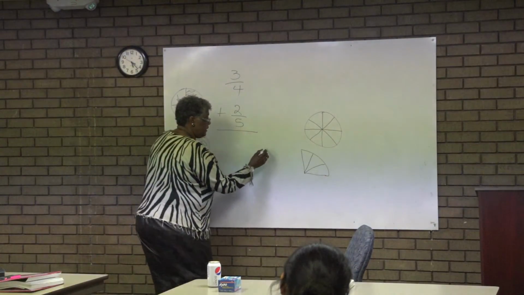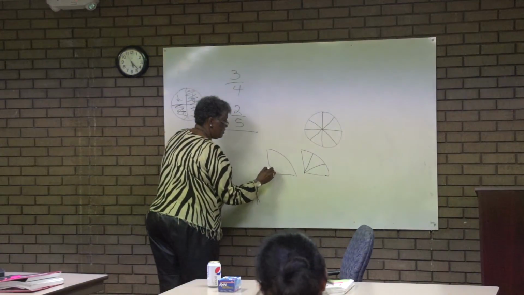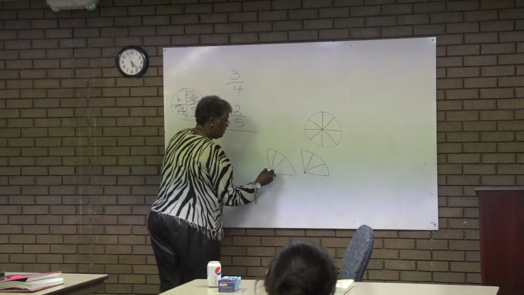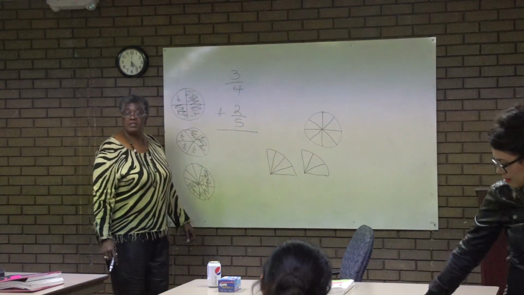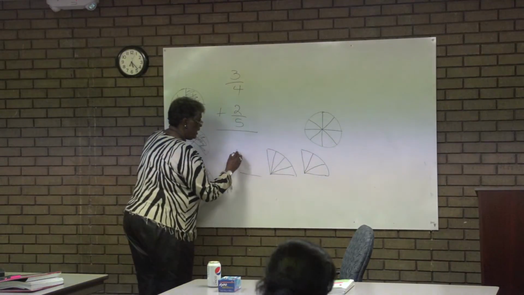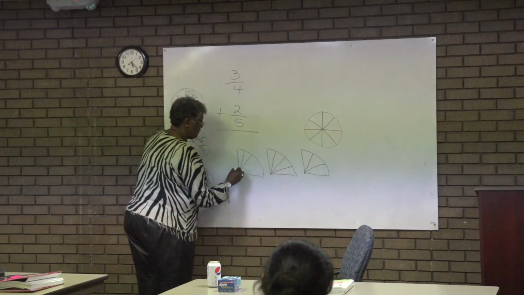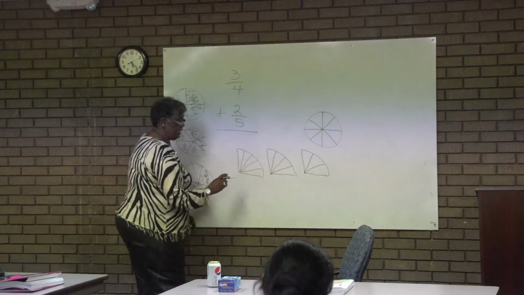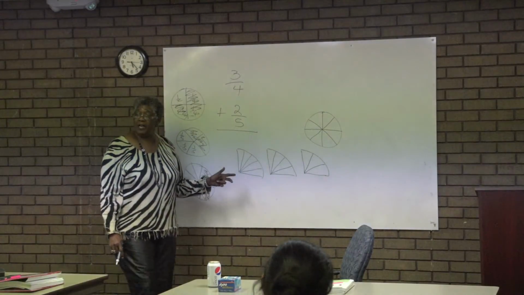Or if I took each piece, I can cut it into 4 pieces. Now how many pieces would be in the whole? 16. 16, right? Or I can take each piece and cut it into 5 pieces. And now how many pieces would be in the whole? 20. 20. Do you get what I'm saying?